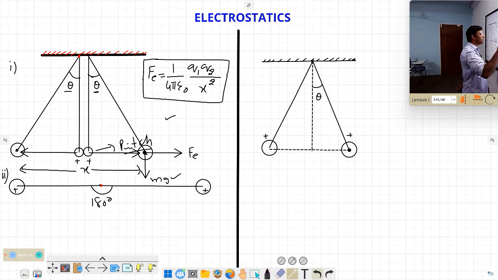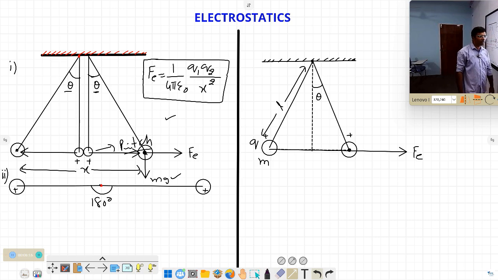Now I am taking some parameters here. I have suspended the pith balls using a non-conducting wire of length L, and each pith ball has mass m and a charge of small q. Why are they in equilibrium? Because both are positive, they repel each other. This sphere repels the other sphere in this direction. This force is called the electrostatic force of repulsion, Fe.